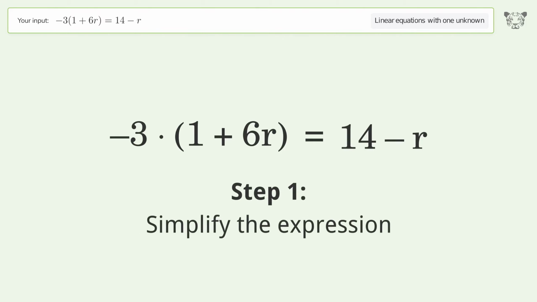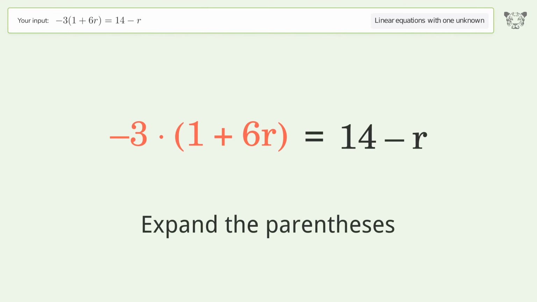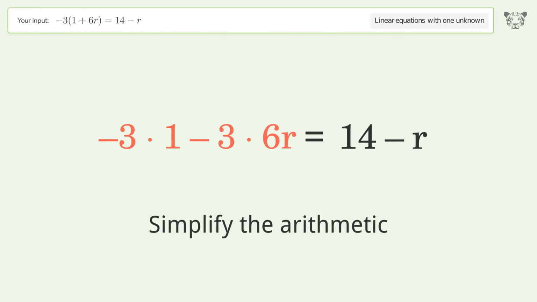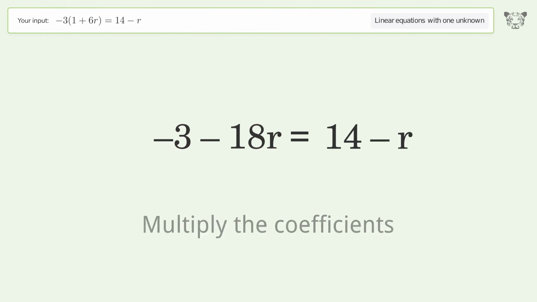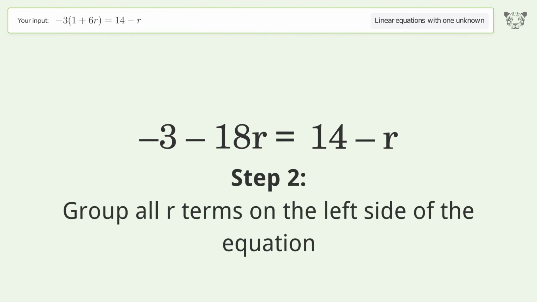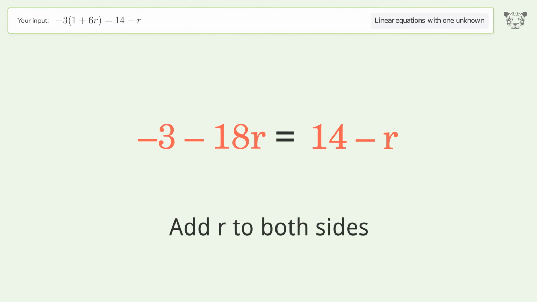Simplify the expression. Expand the parentheses. Simplify the arithmetic. Multiply the coefficients. Group all r terms on the left side of the equation. Add r to both sides.